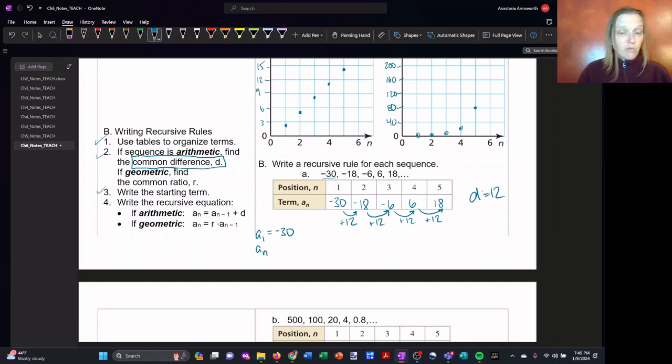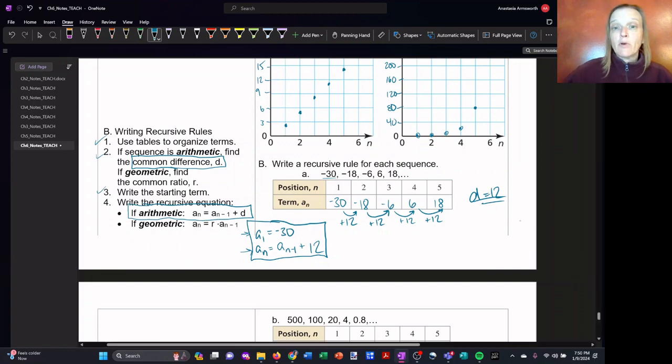And now I'm going to come up with the rule for how to calculate the nth term of the sequence. This is arithmetic, remember, so I'm going to follow this equation right here. a sub n equals a sub n minus 1 plus the common difference, which we said was 12. So my recursive rule has to have two parts: the starting term as well as the recursive equation. That's an arithmetic sequence example for a recursive rule.